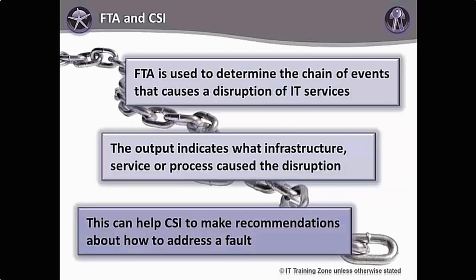The second availability management technique to look at is fault tree analysis. This is a technique that is used to determine the chain of events that causes a disruption of IT services. The output from this technique indicates which part of the infrastructure, process, or service was responsible for the service disruption. This information, combined with business requirements, enables continual service improvement to make recommendations about how to address the fault.